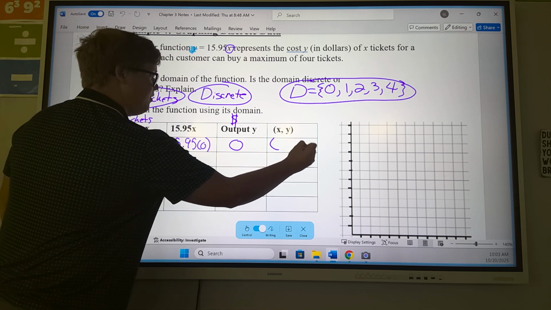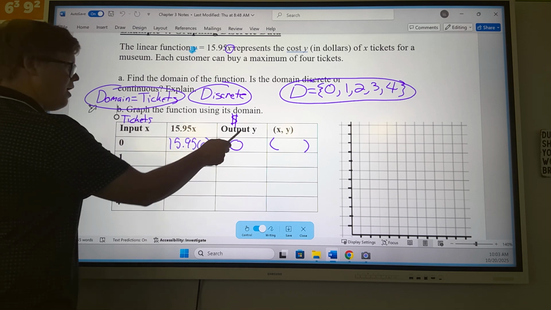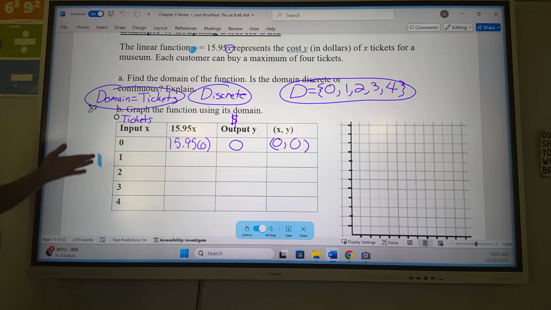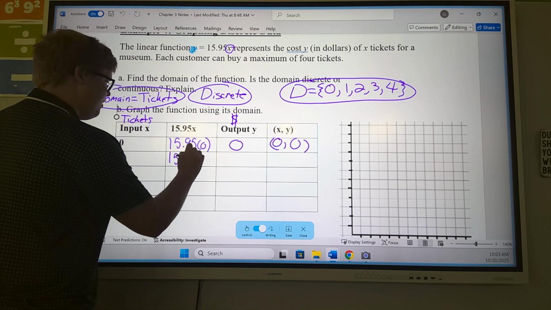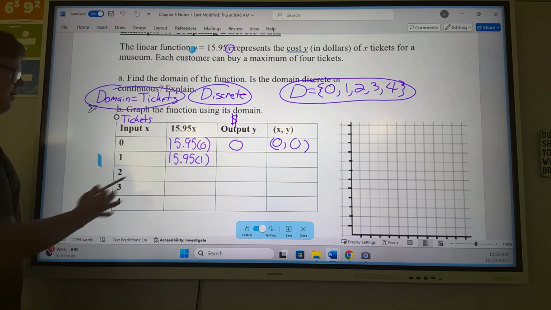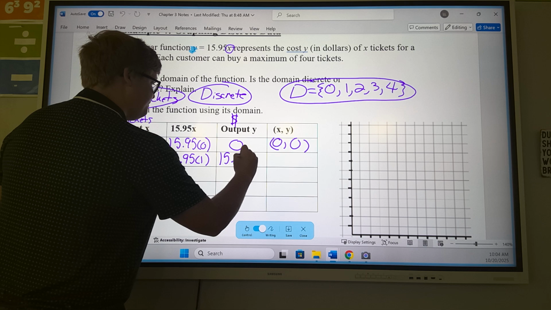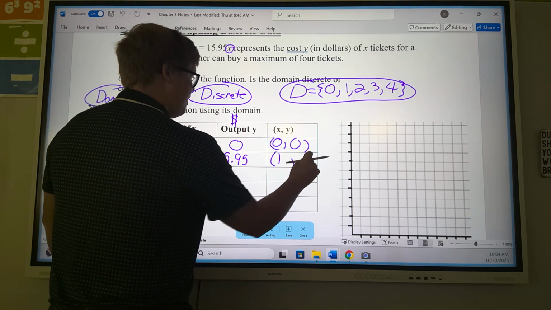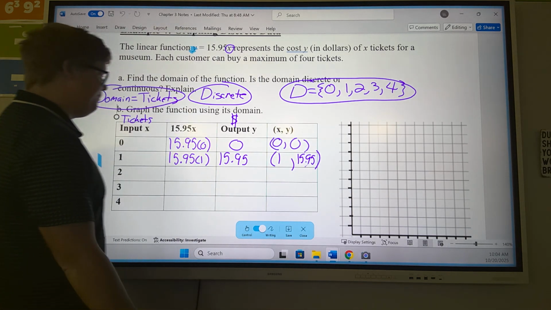Our coordinates now for our graph are going to come from our x and our y values. Our x was 0, and it made our y 0. So our coordinates are 0, 0. Okay, next, when we're going to buy 1 ticket, let's put it back into the equation again. 15.95 times 1. When our x is 1, our y is 15.95 times 1, which is 15.95. So our coordinates are 1 for our x and 15.95 for our y.